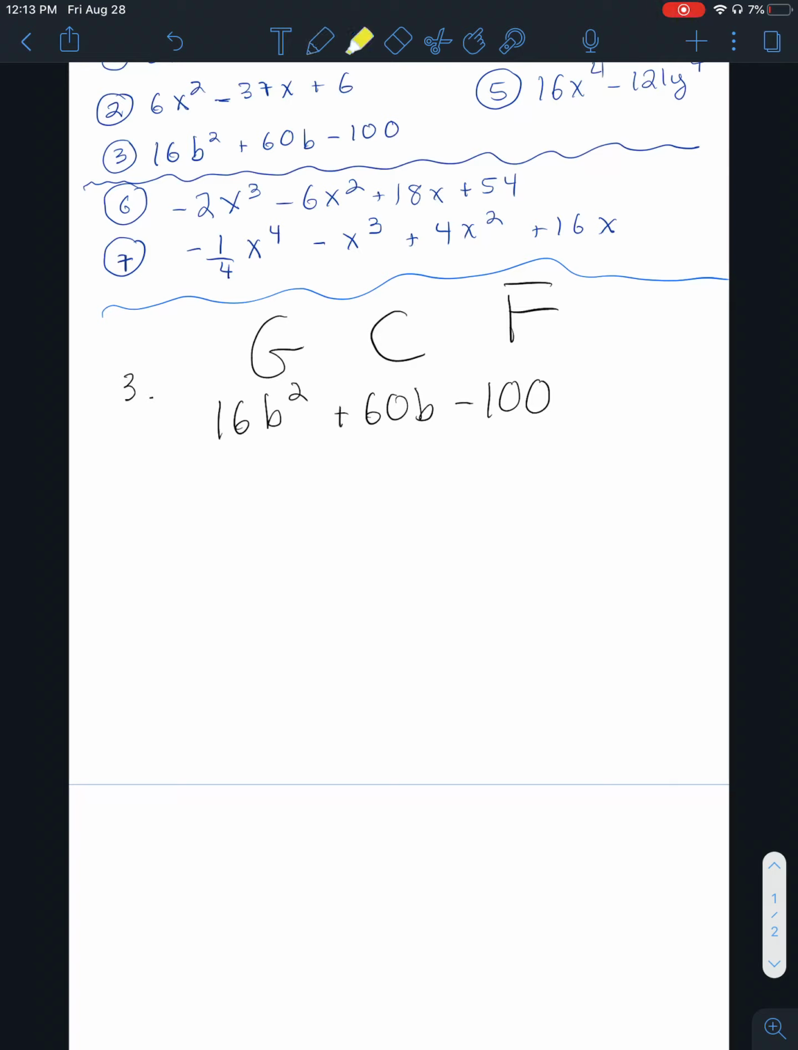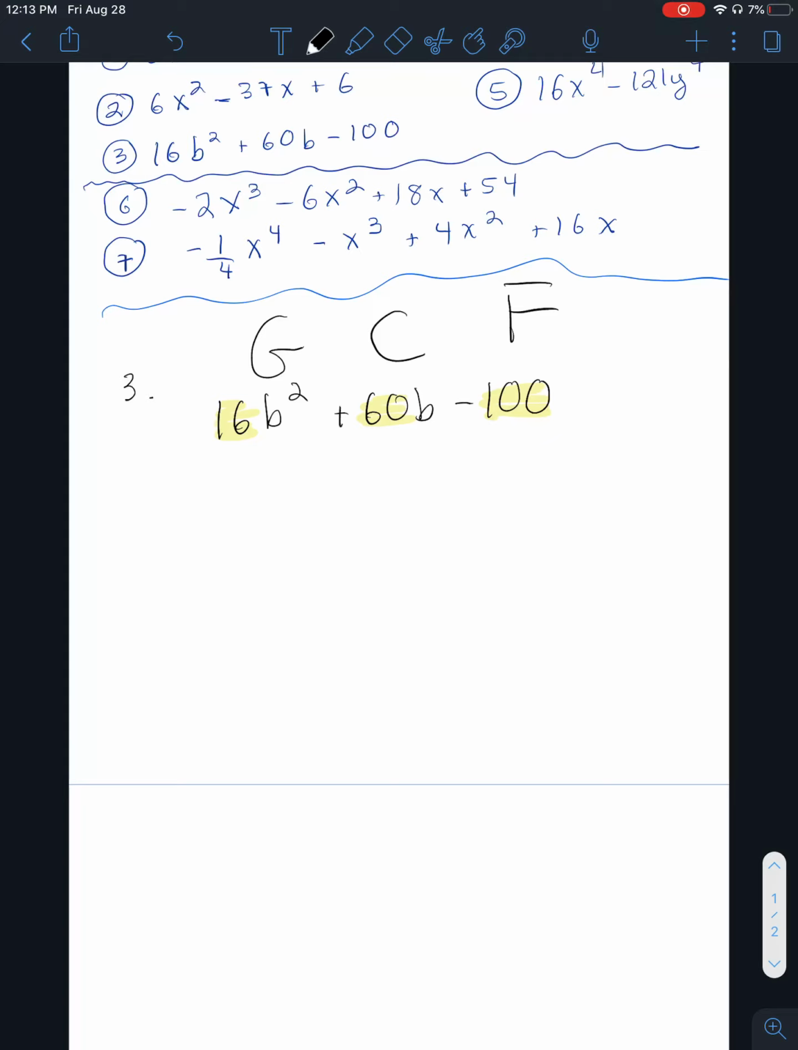So when I look at this, I notice that there's a 16, a 60, and a 100, and I see that these are all even numbers, so I know that they're all divisible by 2. So in my head, I should think, oh, okay, I can take a 2 out. But before I take a 2 out, I might ask myself, is there a bigger number I can take out? And in this case, yes, there is. It is 4.